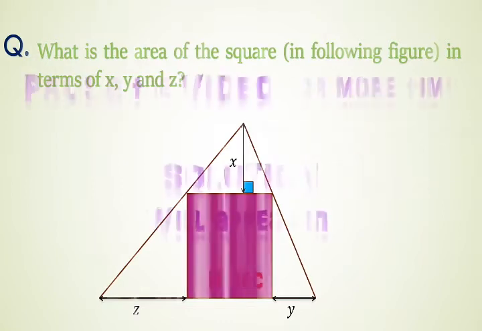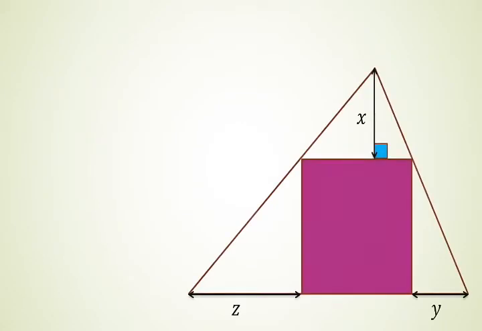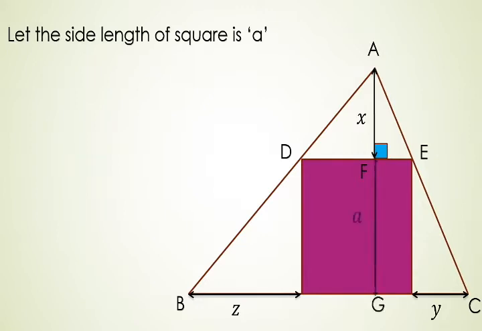If you have not tried this question yet, you can pause the video for more time. So here is the solution. The basic thing that we need to calculate the area of a square is its side. So let's suppose that the side length of the square is A.